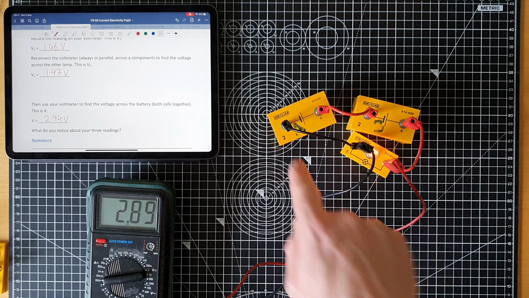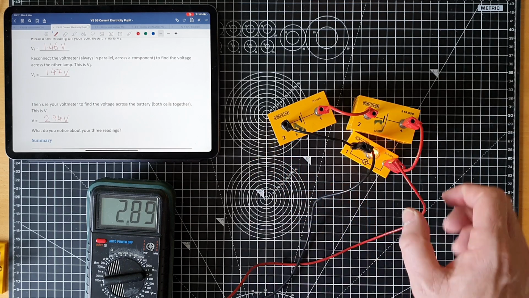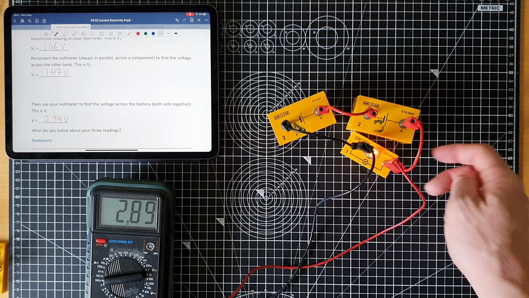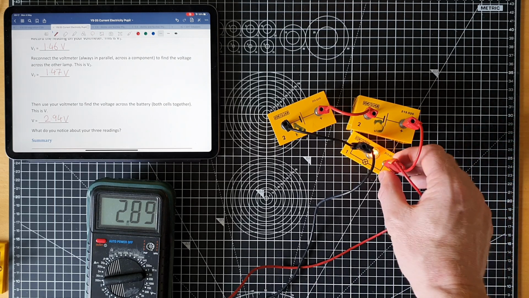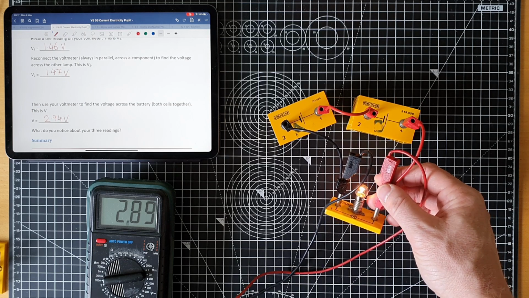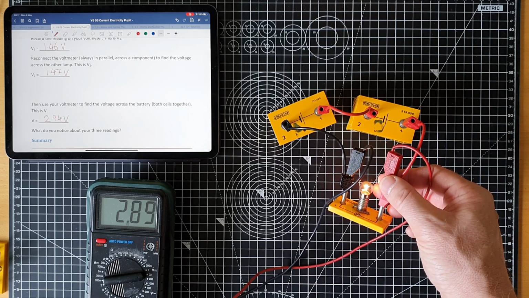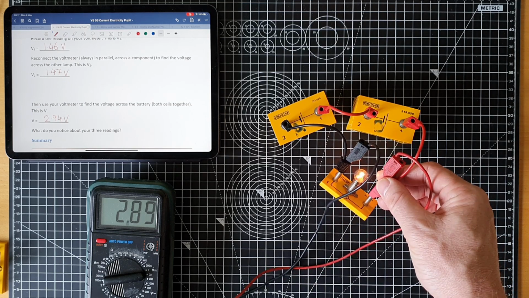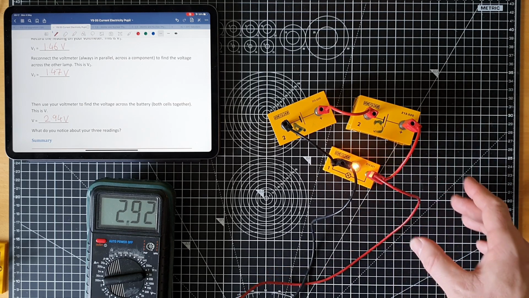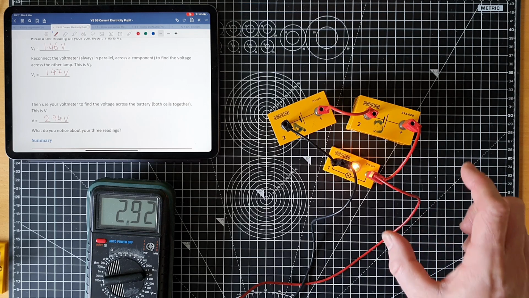That's why when we increase the number of cells in series, we get a brighter bulb, because we're having a bigger voltage. It's also why we get a dimmer bulb whenever we add bulbs in series, because the total available voltage is being shared out among all the bulbs. So the more bulbs there are in series, the dimmer the bulb's going to be.